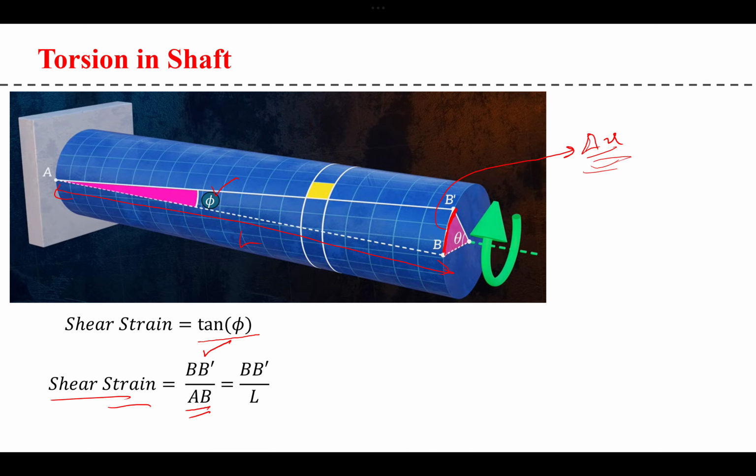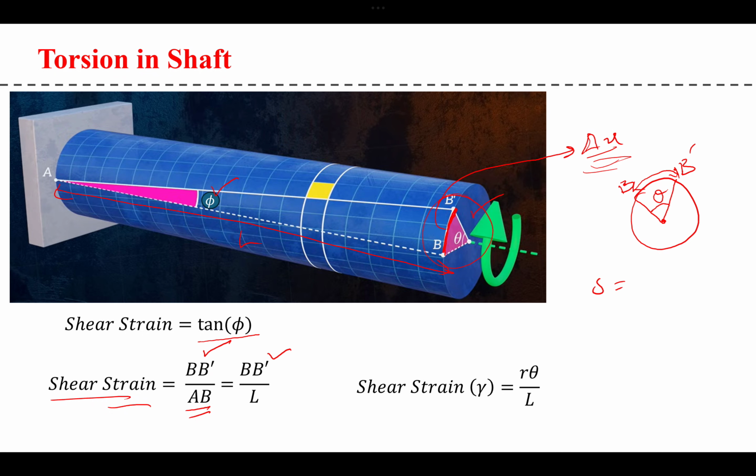So you can also change this length B to B prime using this triangle. For example, you have a circle, and then you have this angle theta here. This is point B, I'm taking this cross section right here, and you have B prime. Now this length is actually the deflection delta x that I'm taking. That is S, which is equal to radius times the angle theta.